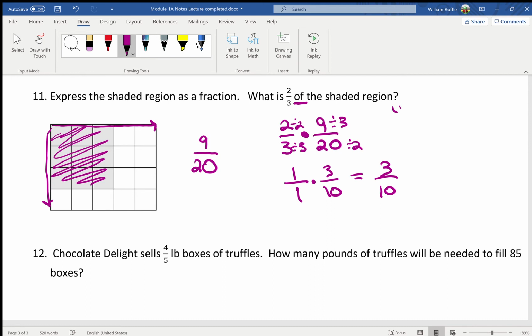Now, I do hope you like that better, because if I didn't reduce anything, I would do 2 times 9 is 18. 3 times 20 is 60. Then I would have to find the common factors to reduce down to there. If you can reduce first, it makes it so much nicer.